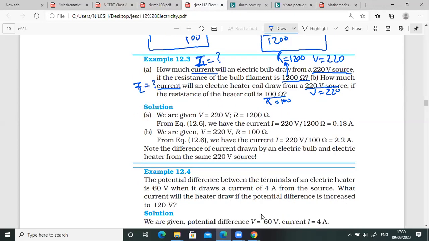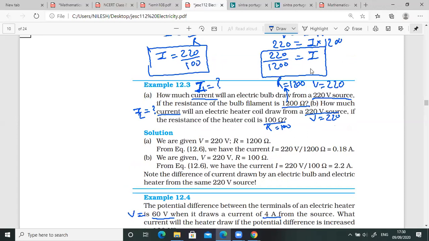Example 4. The potential difference between the terminals of the electric heater is 60 volts. So V is equal to 60 volts. It draws a current of 4 ampere. For I, the unit is going to be amperes. Remember, I will always be in amperes. Don't forget to write the correct units.